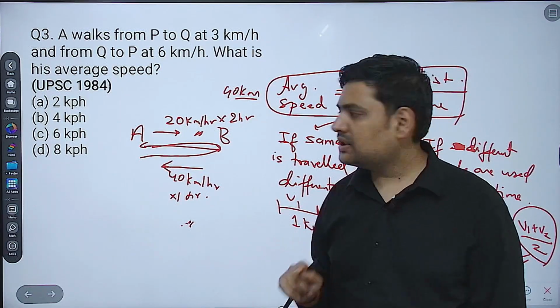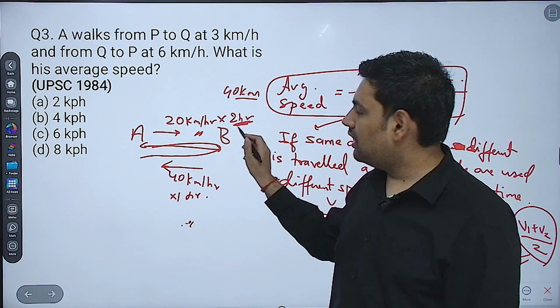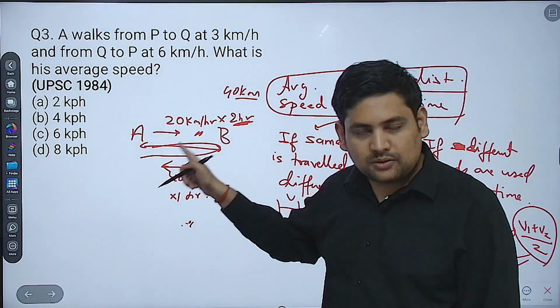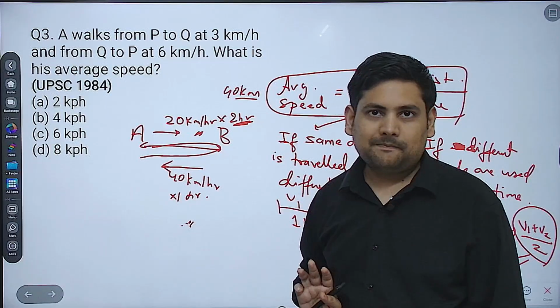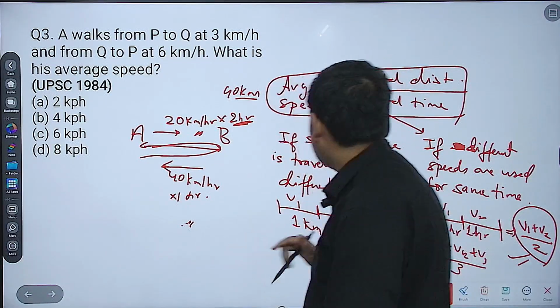Understand this difference? Because it is traveling for a much longer time at a lesser speed. That is why it won't come directly. Understood? Now let's get to the questions.